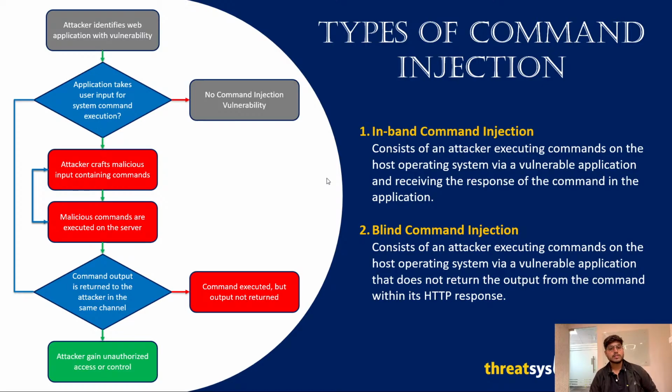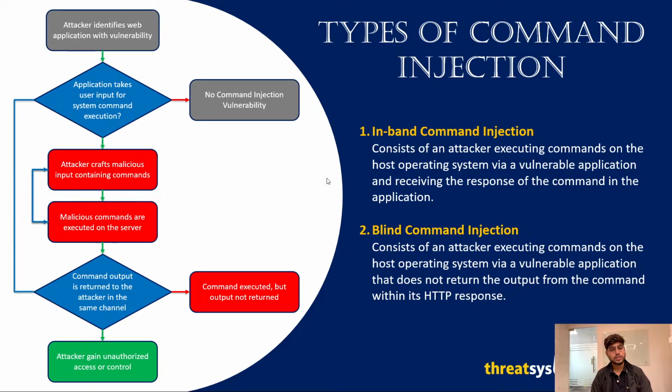In this case, the command still executes, but the attacker doesn't see the output directly. This makes it more challenging because there is no visible feedback. So instead, the attacker relies on indirect indicators, such as server delays, using commands such as sleep. Another one is DNS callbacks, file write operations, and also response behavior changes.